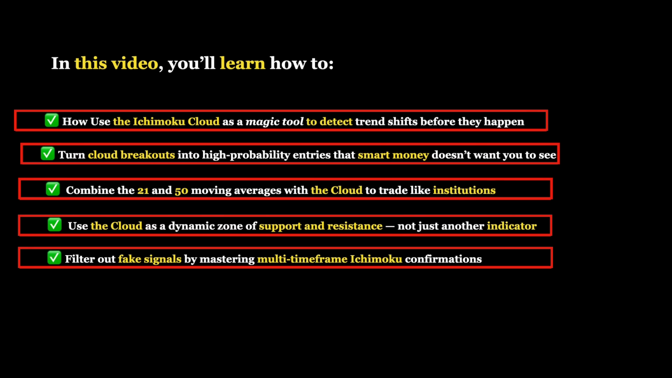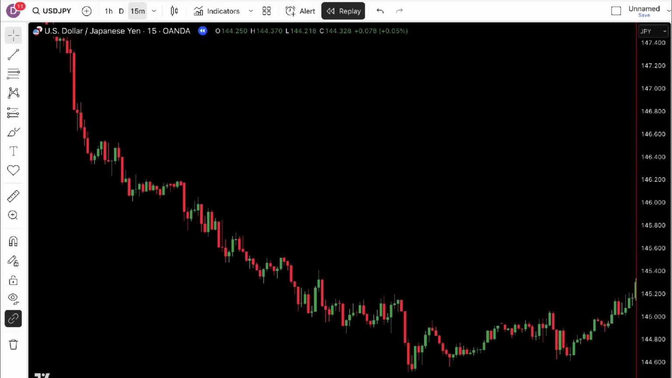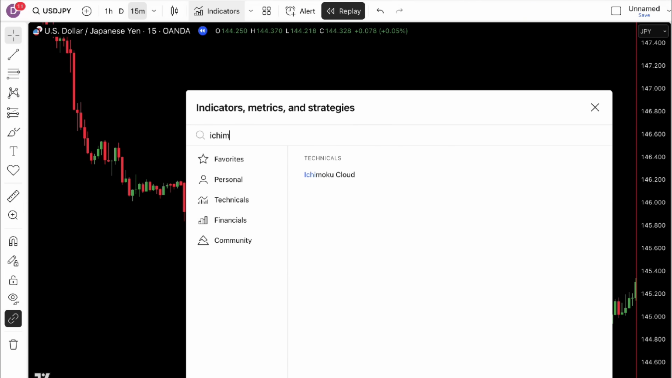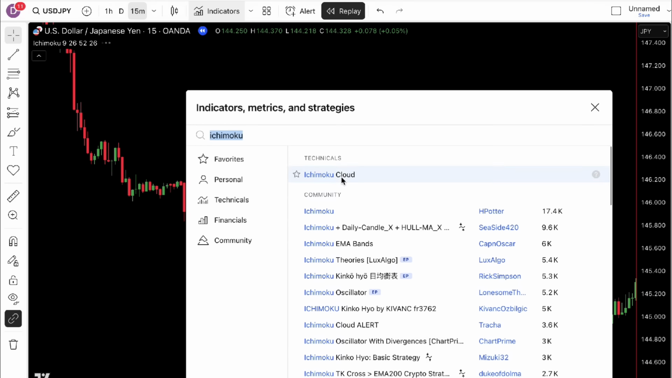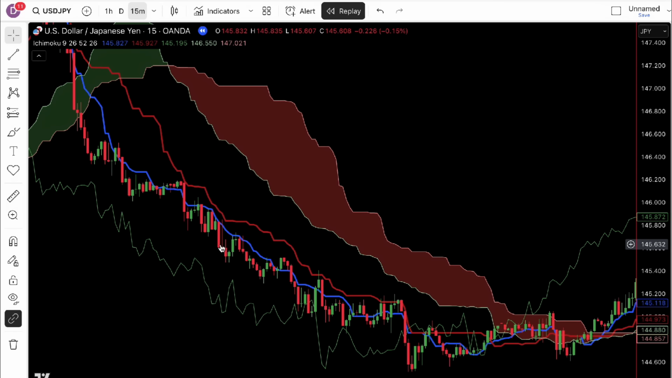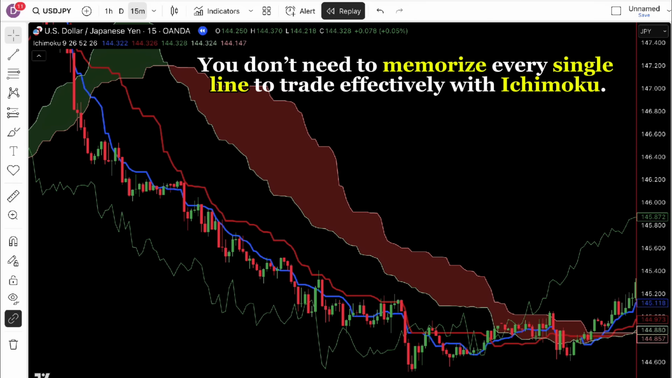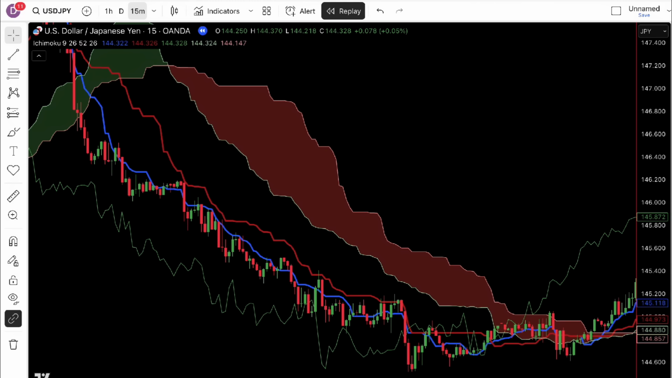Now, let's get started. Let's start by setting up the Ichimoku indicator on your chart. If you're using TradingView or any major charting platform, just go to the Indicators tab, type in Ichimoku, and select Ichimoku Cloud. Once you apply it, your screen lights up with a storm of lines. And yeah, I know, at first glance it looks like chaos. But here's the truth. You don't need to memorize every single line to trade effectively with Ichimoku. Let me break it down.